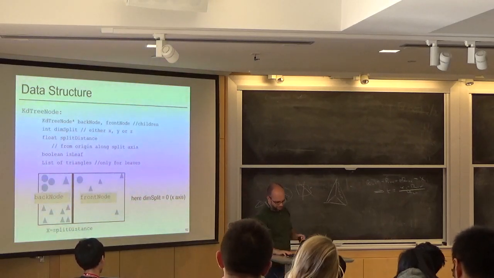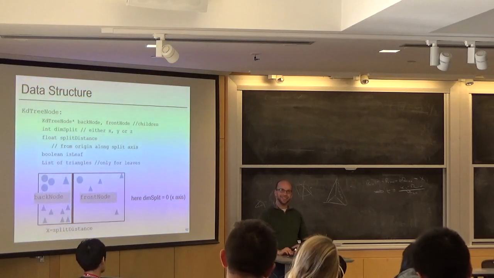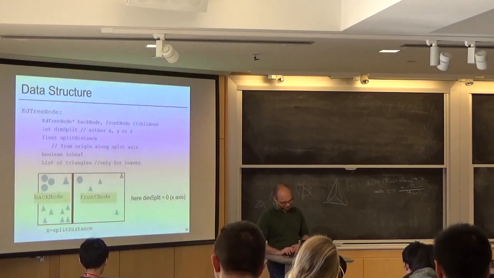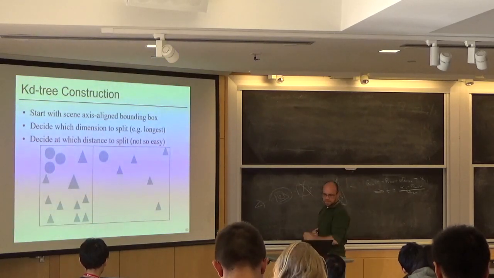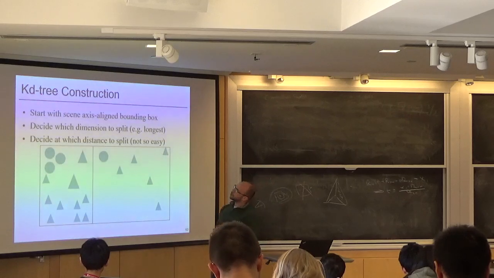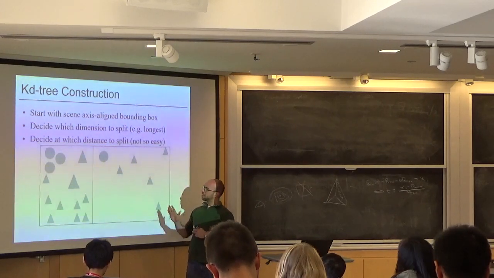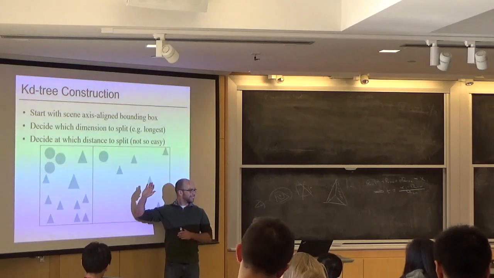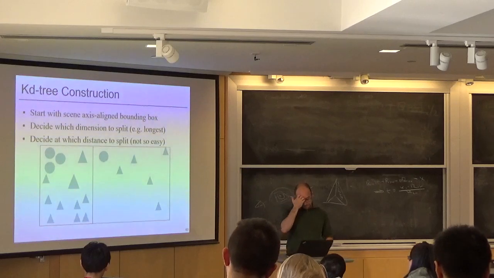Okay, cool. So we talk about two things, right? One is how to construct this thing, and the other is how to use it. Okay, so let's talk about construction first. So we start with the scene. And there's two different decisions you have to make, right? One is which axis do I split, and the other is where I should place that plane. This is pretty similar to the BVH.